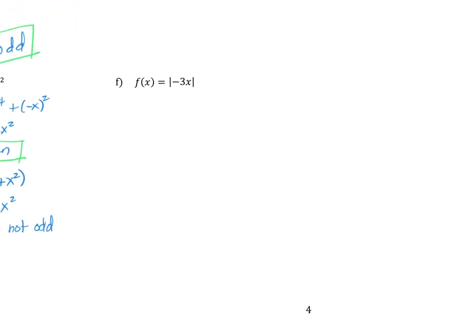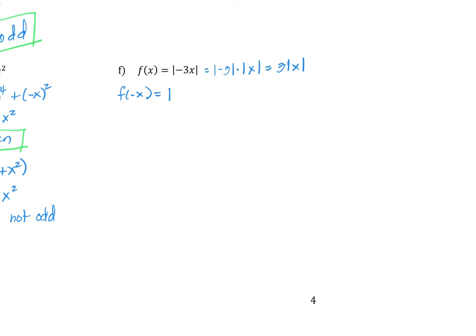Last one, we have an absolute value function. So think about this function. F of x equal to the absolute value of negative 3x is also equal to the absolute value of negative 3 times the absolute value of x. And the absolute value of negative 3 is simply 3. Let's compute f of negative x. F of negative x is going to be the absolute value of negative 3 times negative x, which is the absolute value of a positive 3x. And if you pull the 3 out, these are the same. So f of x and f of negative x are the same. This is an even function. So sometimes you just got to play around with it.